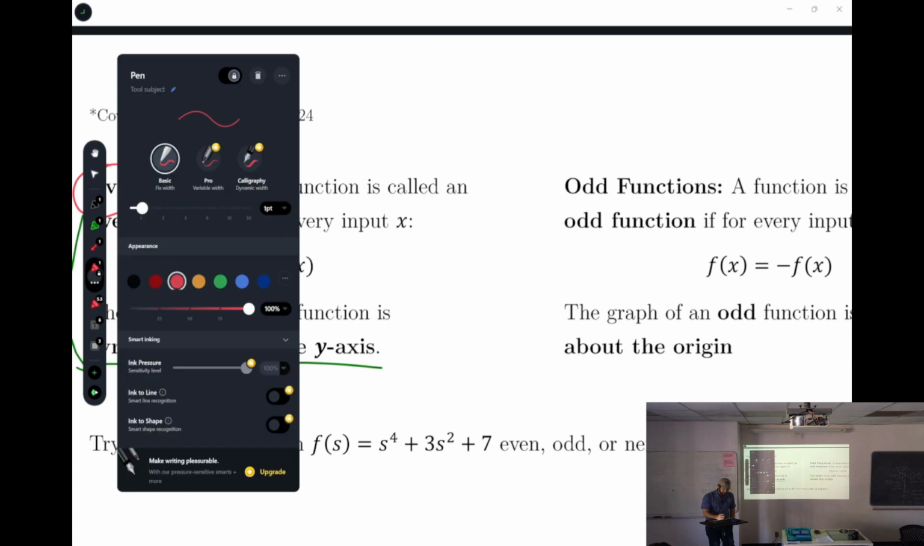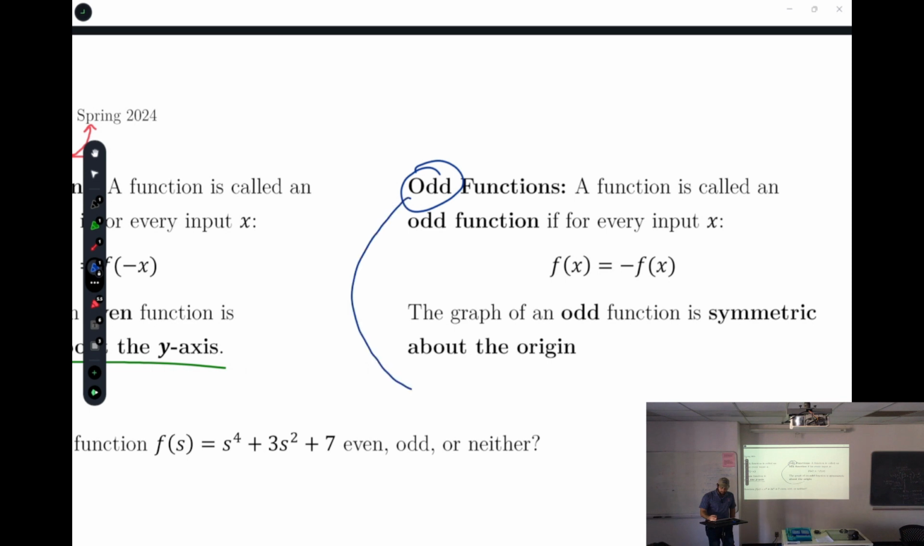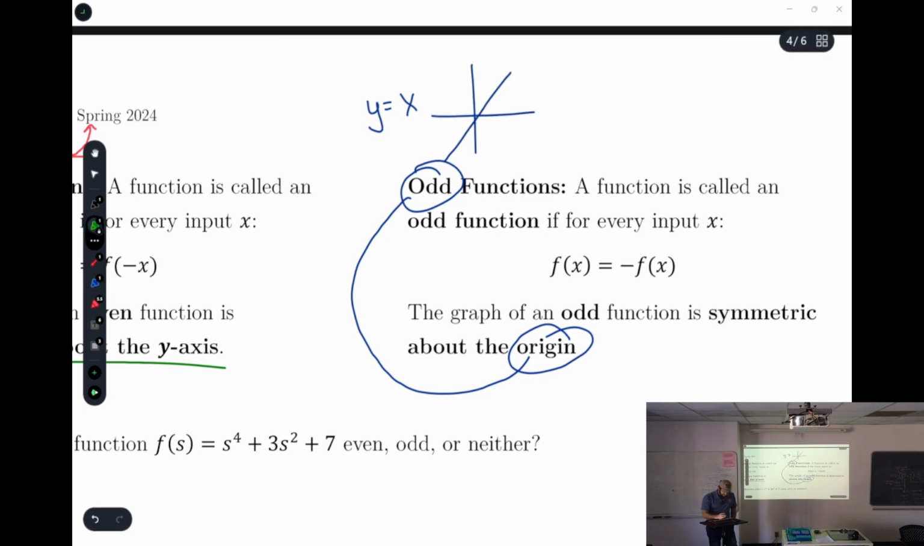The word odd starts with an O. The word origin starts with an O. Odd means symmetric about origin. Think of the most basic odd function in the world. y equals 1, but you could do 3 too. They're both going to work. y equals x looks like this. You know what you could definitely do? Take every single point, reflect it across the point that's the origin, and it ends up on the line again.